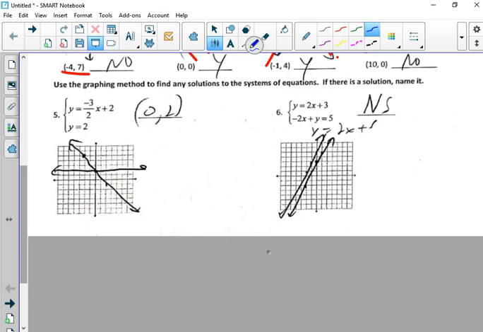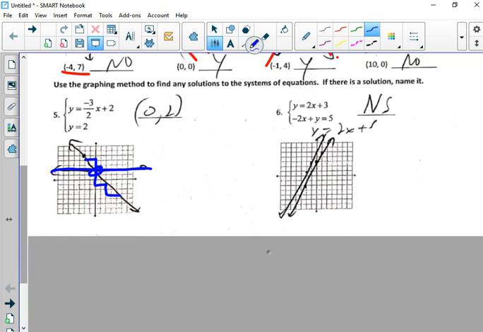Number 5 goes through 2. It has a -3/2 slope. So down 3, right 2, down 3, right 2, up 3, left 2, and so forth. So there's my line. The second line is a horizontal line through 2, y equals 2. So my point of intersection is right there at 0, 2.